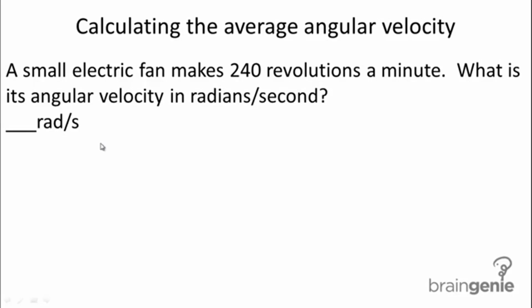Calculating the average angular velocity. A small electric fan makes 240 revolutions a minute. What is its angular velocity in radians per second? For one full rotation, that is 2 pi radians.